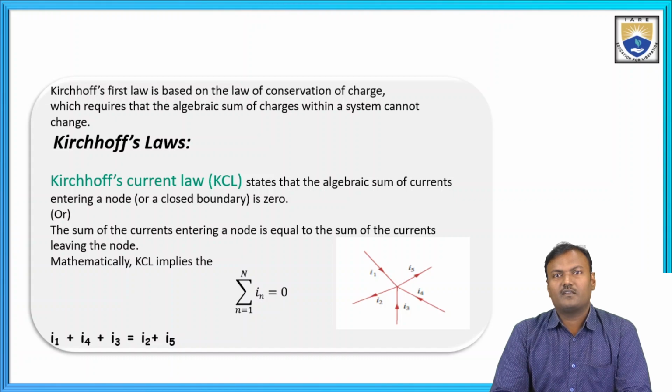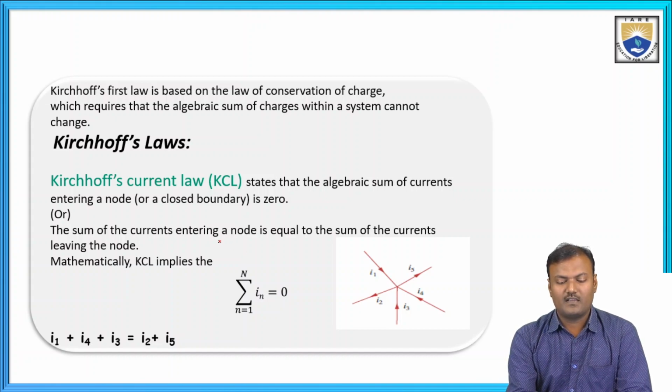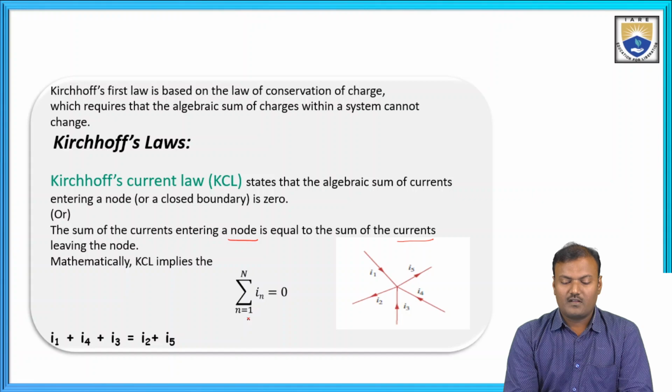The statement here is that the algebraic sum of currents entering a node is 0, or the sum of currents entering a node is equal to the sum of currents leaving that particular node, and this is mathematically represented as the sum from n equal to 1 to N of i_n equals 0.